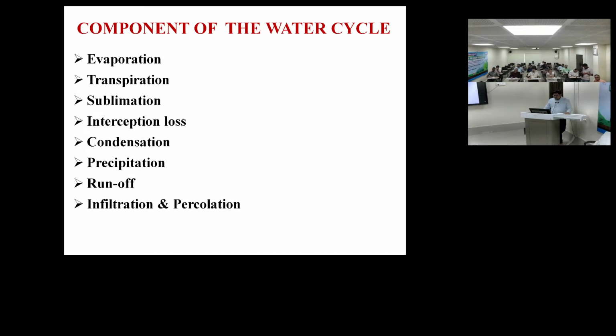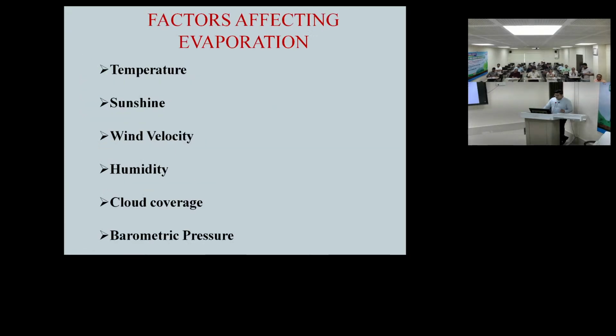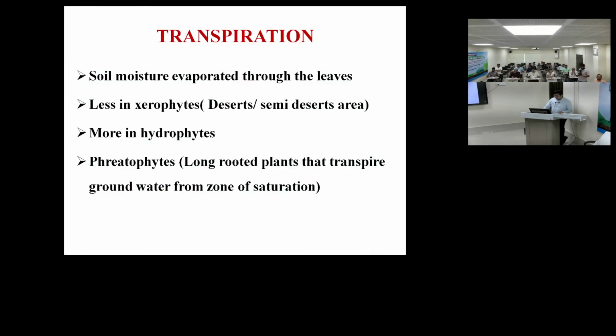So these are the components of the water cycle: evaporation, transpiration, sublimation, interception loss, condensation, precipitation, runoff, infiltration, and percolation. As we know, evaporation is the loss of water to the atmosphere due to vapor pressure gradient. The factors affecting it are temperature, sunshine, wind velocity, humidity, cloud coverage and barometric pressure.